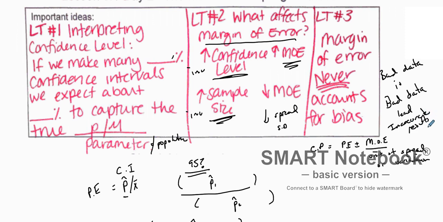So margin of error is not affected by bias. It just simply doesn't give us the right answer.